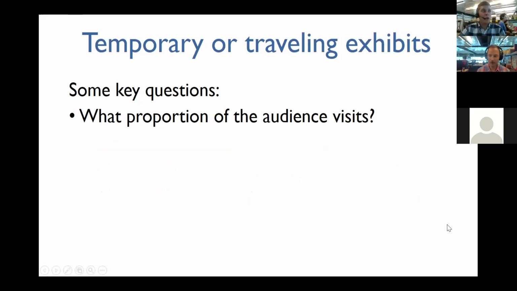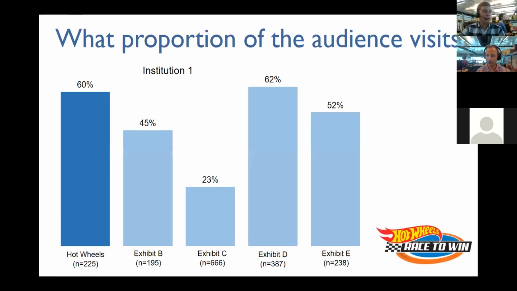So just looking at what proportion of the audience visits. As our example here, we'll look at Hot Wheels Race to Win. This graph here is showing Hot Wheels Race to Win at one of the COVES institutions that had it. The darkest graph there is the percentage of visitors on the COVES survey who said that they visited Hot Wheels. And that's in comparison to 4 other temporary exhibits that that institution had had. So this is within institution. At this institution, if you look at Hot Wheels versus a number of their other temporary exhibits, it looks like Hot Wheels was one of the more highly visited temporary exhibitions that they had had in recent memory.